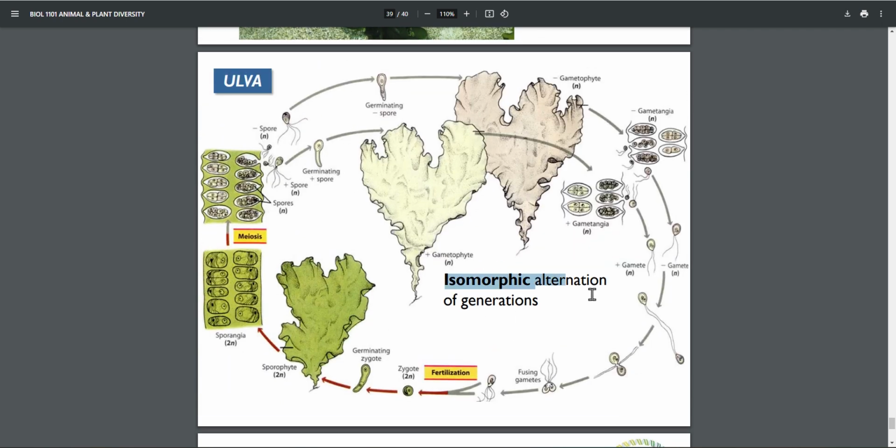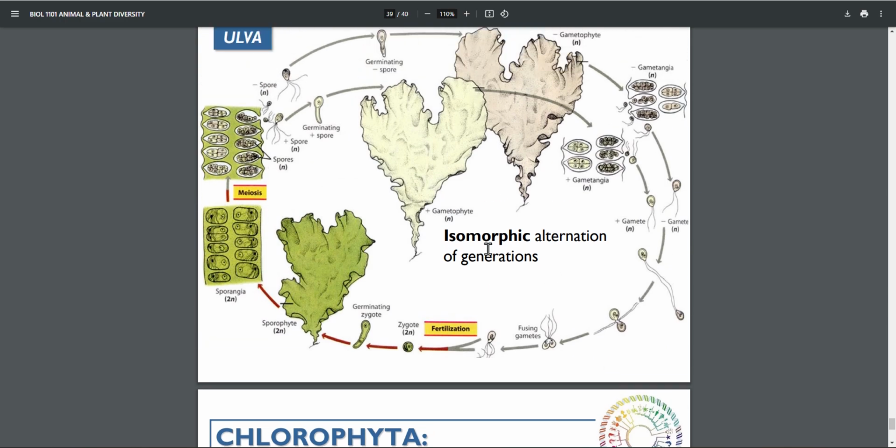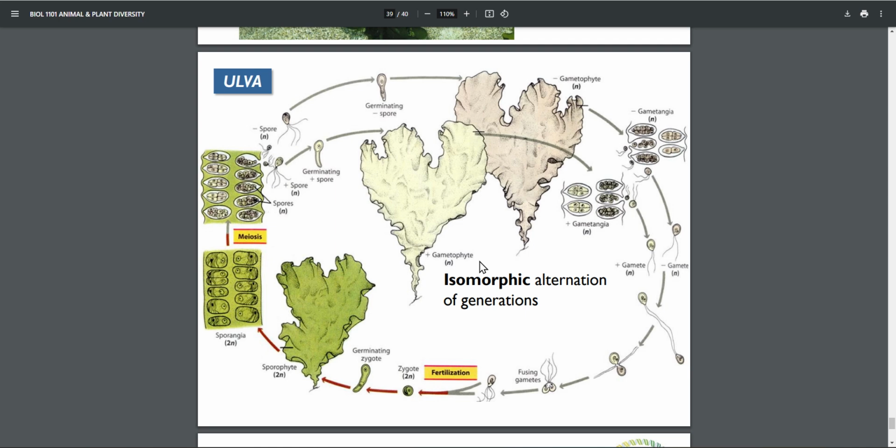Yeah, with isomorphic generations, this is pretty similar to one of the red algae examples. Again, the sporophyte produces spores that are haploid and then form haploid individuals that produce gametes. The gametes fuse and fertilize into a diploid cell that develops into a diploid sporophyte. Yeah, it's pretty much the things that we've talked about before.